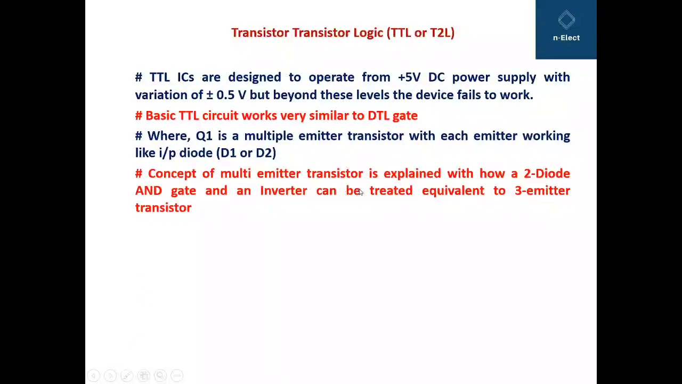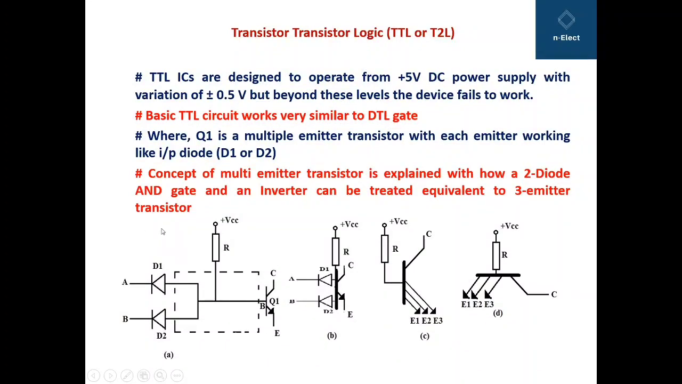The concept of multiple emitter transistor is explained with how a 2 diode AND gate and an inverter can be treated as equivalent to a 3 emitter transistor. So you can see here diagrammatically we have shown the multi-emitter transistor concept. Here a 2 diode and inverter circuit is shown like this, and in the dotted portion we have taken out this portion and changed this diagram to this diagram, where 2 diodes are very close to the base region of the transistor and this resistor is connected here.